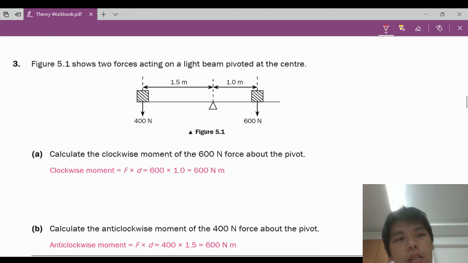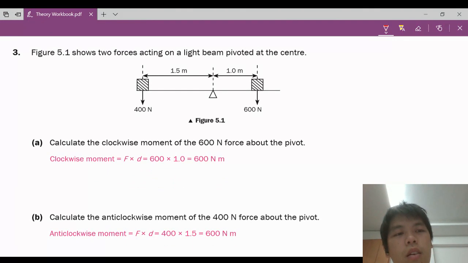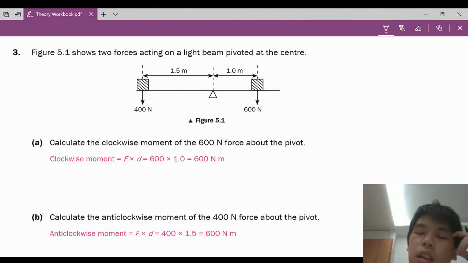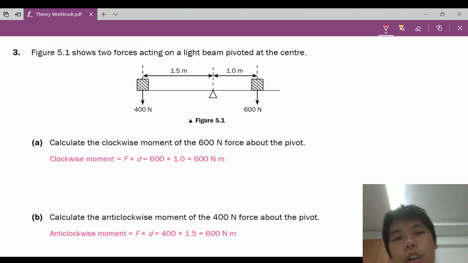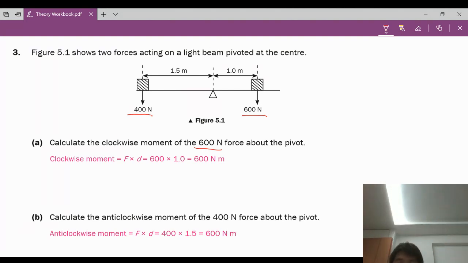Next, figure 5.1, question 3, shows two forces acting on the light beam pivoted at the center. So this is still like a seesaw. 400 newtons on one side, 600 newtons on the other side, 1.5 meters and 1 meter from the pivot. Calculate the clockwise moment of the 600 newton force. So they give you a hint: I want the 600 newton force. Can you tell me what the moment is?